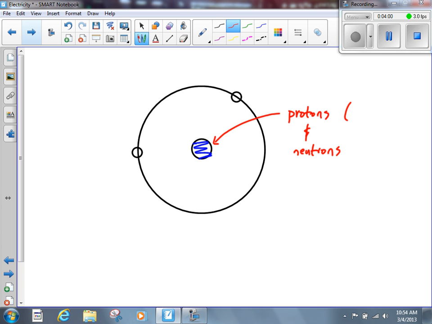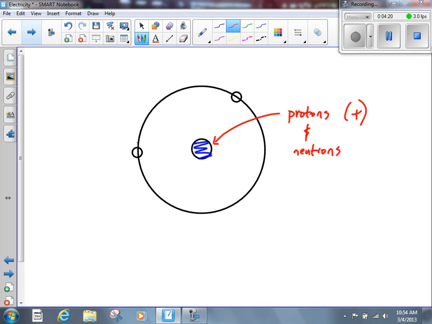Protons, of course, are positive, and neutrons are neutral, right? There's no charge for neutrons. So neutrons we're not going to talk about a lot in this unit because they don't result in charge whatsoever. Protons we won't talk about a ton, even though they do result in charge. You're going to see why we don't talk about protons a whole lot a little bit later.